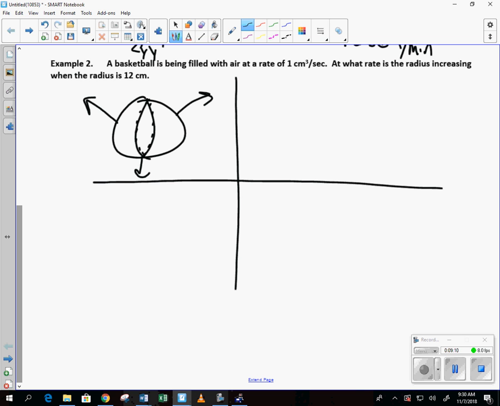What do you think is the formula I want to write down? The volume of a sphere. Yeah, I want the volume of a sphere. And the volume of a sphere is 4 over 3 pi r cubed. You're going to want to make sure you know that formula. If it was surface area, the surface area of a sphere is 4 pi r squared.